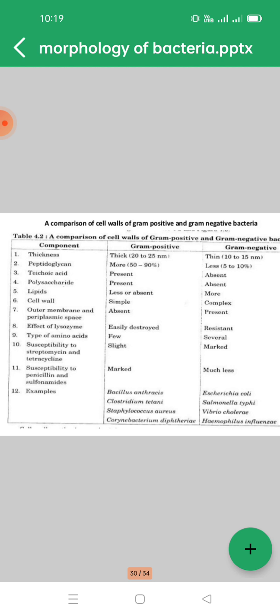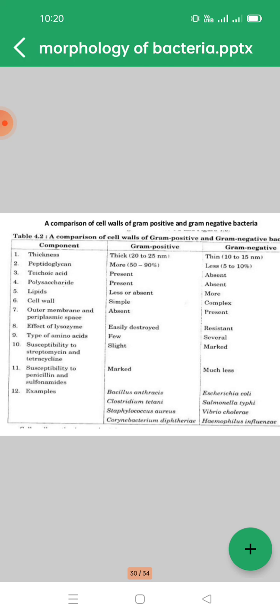The thickness in gram positive is 20 to 25 nanometers, and in gram negative it is only 10 to 15 nanometers. Peptidoglycan is 50 to 90% present, and only 5 to 10% in the gram negative wall. Teichoic acid is present in gram positive, whereas it is absent in gram negative. Polysaccharide is present in gram positive, whereas it is absent in gram negative. Lipids are less or absent in gram positive, whereas they are abundantly present in gram negative. So the cell wall is simple in gram positive, whereas it is complex in gram negative.